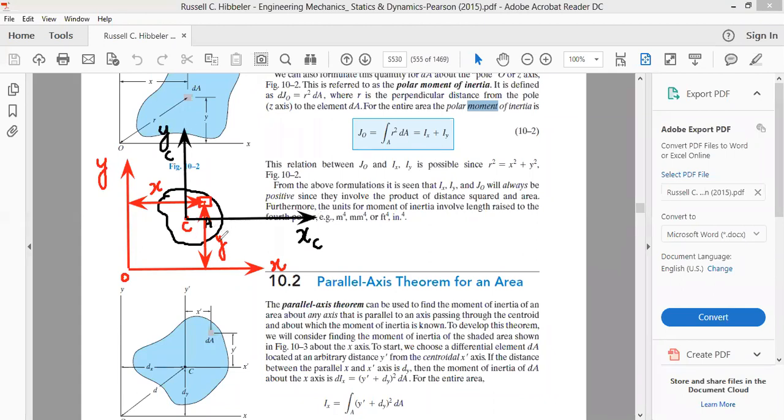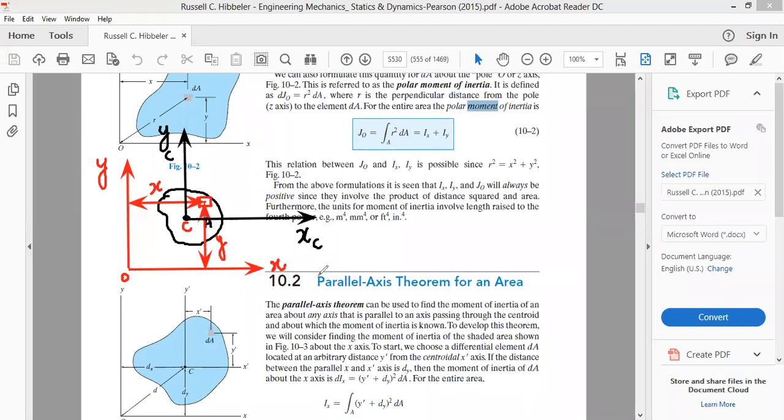How will we find the moment of inertia about the centroidal x-axis and the centroidal y-axis? We will use the same definitions that we discussed yesterday. Yesterday we discussed finding the moment of inertia about the x-axis and y-axis. Now suppose this area has its centroid at point C, and we are asked to calculate the moment of inertia about an x-axis passing through the centroid. This is called the centroidal x-axis, and about a y-axis which is called the centroidal y-axis. How will we do it?